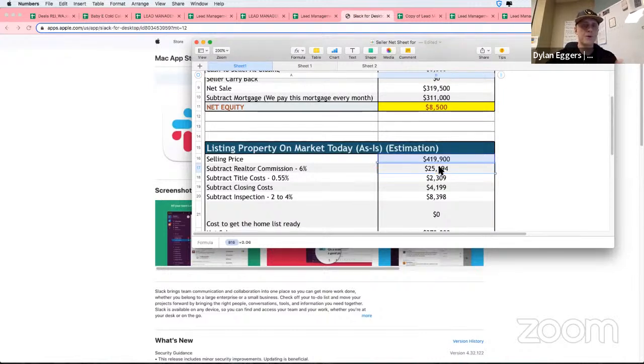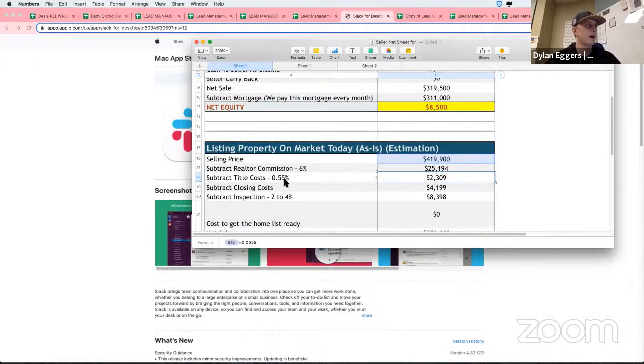So now, because I don't know what their listing agreement is for, it could be 4%, 5%, or 6%. And that's why I have up here in the parentheses estimation. So we're just going to assume it's 6%, which is pretty standard across the country. So it takes this 419,900 times 0.06, or 6%, and that is 25,194. This seller can expect to pay in just realtor commissions, $25,000.